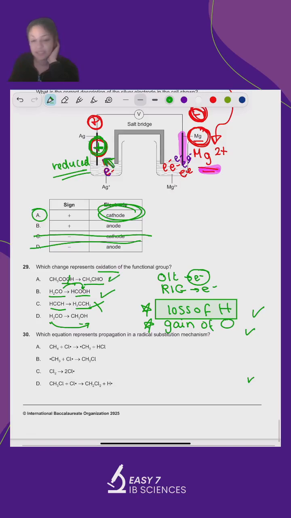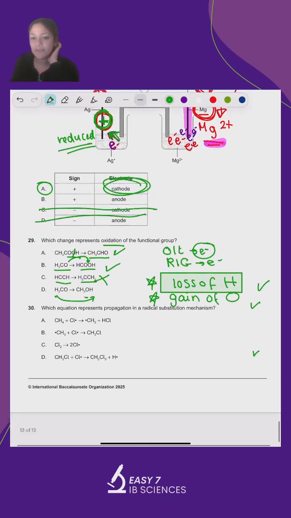Letter A, yes, this is an aldehyde. Sorry, it's not a ketone. Ketone's in the middle of the molecule. Aldehyde's at the end, so absolutely you're correct. Okay, hopefully that makes sense.